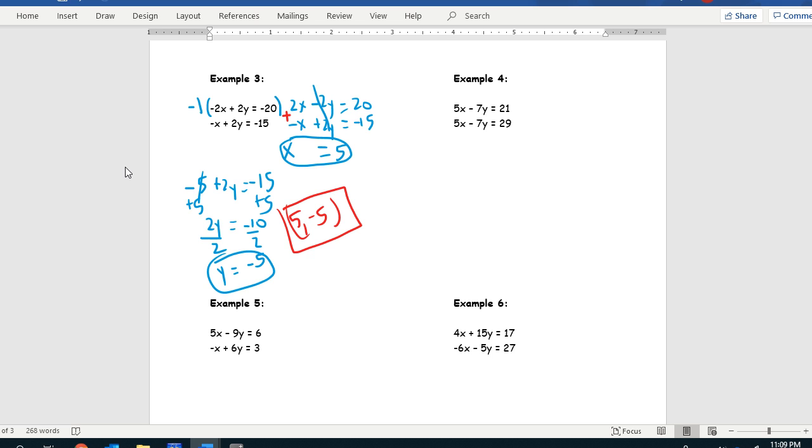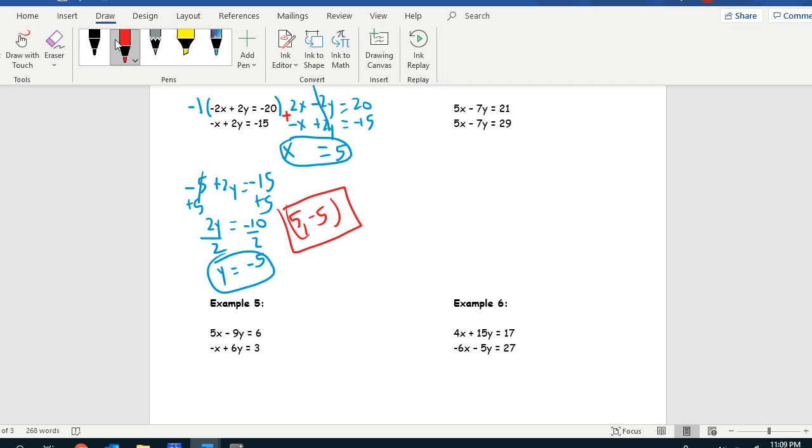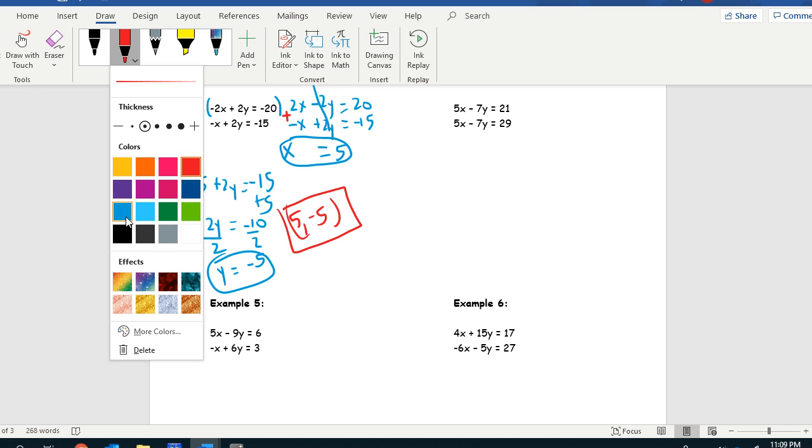All right, pause the video for a second if you would like, and work out example 4. Okay, we're back. So we see we have 5 for the coefficient of the x terms. We want one of them to be negative. So we are going to multiply the whole entire row by -1. Now what does that do to every term in the row? It just changes it to its opposite sign.